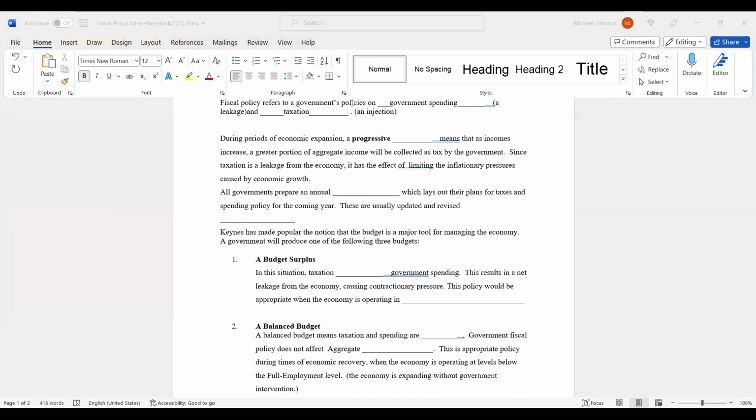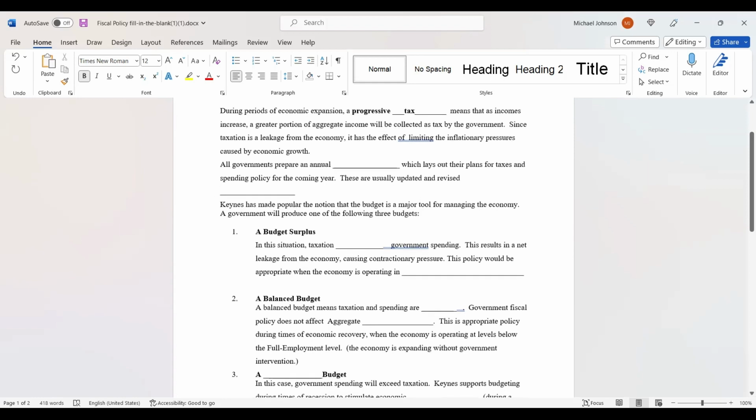Does Joanne want to try? Then all governments prepare an annual what, which lays out their plans for taxes and spending policies for the upcoming year. Yes, good job Hamza, budget. And then these are usually updated and revised. Good job, Perna. When are they revised? Like, are they revised regularly? Yeah, annually. Good job.